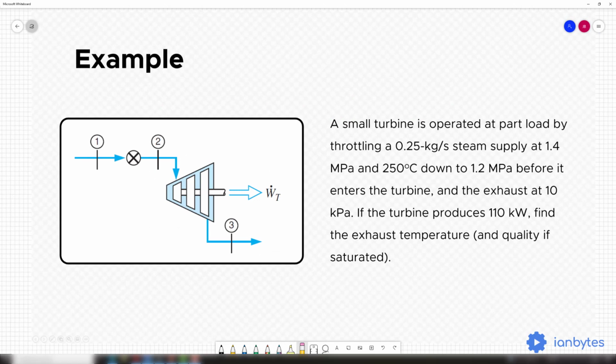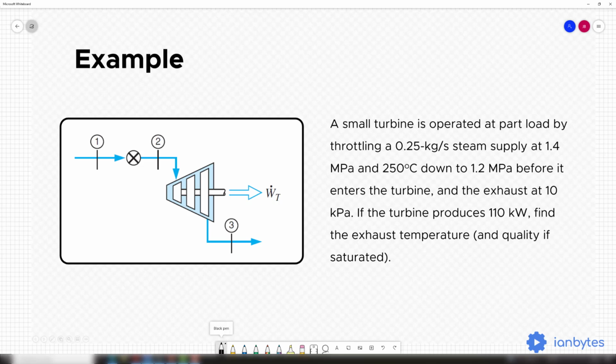Before we end this video, let us solve a sample problem about steady-state, steady-flow devices. Let me just read this problem for you. A small turbine is operated at part load by throttling a 0.25 kg per second steam supply at 1.4 megapascals and 250 degrees Celsius down to 1.2 megapascals before it enters the turbine. And the exhaust of the turbine is at 10 kilopascals. If the turbine produces 110 kilowatts, find the exhaust temperature and the quality if it is saturated.